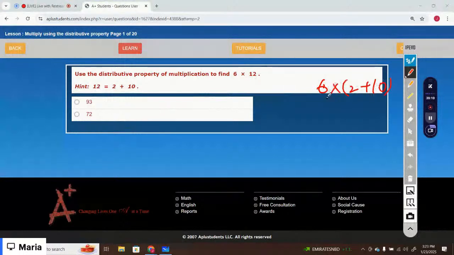So now you have to multiply. You have to do 6 times 2 and 6 times 10. So 6 times 2 is 12 and 6 times 10 is 60. When you add that, it makes 72. The correct option is 72. Option number 2 is the correct option, that is 72.